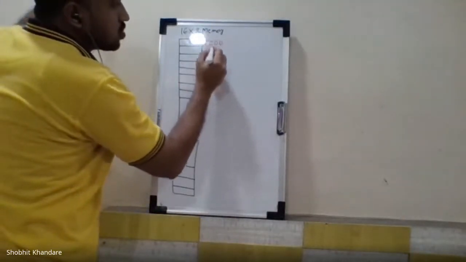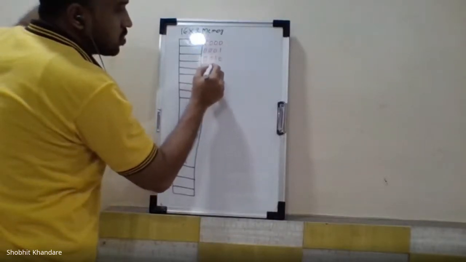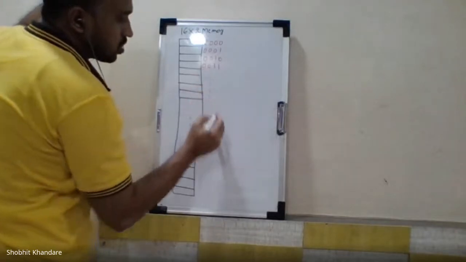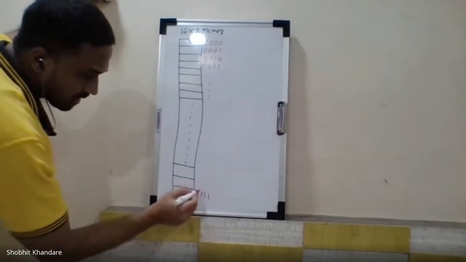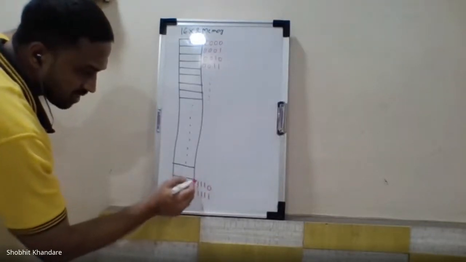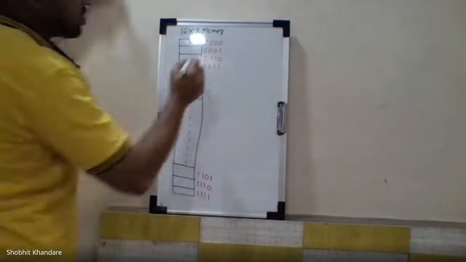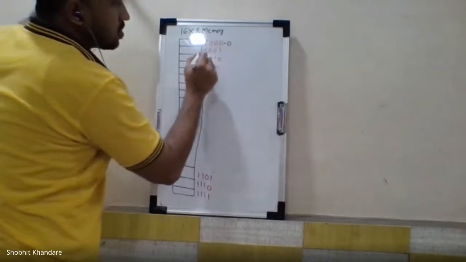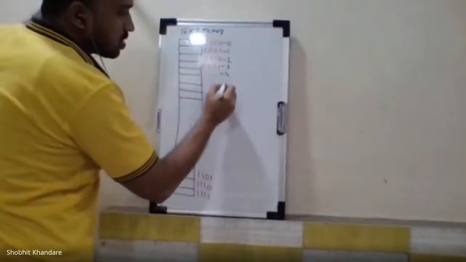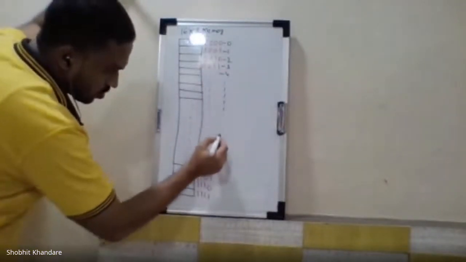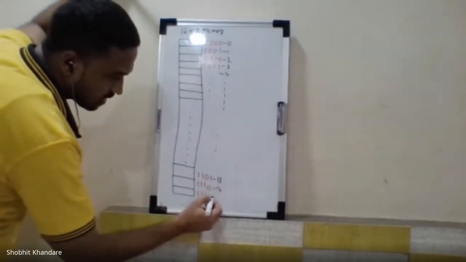0 0 0 0, 0 0 0 1, 0 0 1 0, 0 0 1 1, dot dot dot dot dot. Last will be what? It will be 1 1 1 1. उसके पहले क्या रहेगा? 1 1 1 0. उसके पहले क्या रहेगा? 1 1 0 1. What is the equivalent of 0 0 0 0? It is nothing but 0. Equivalent of this is 1. This is 2. This is 3. Then comes 4. Then dot dot dot. For this it is 13. For this it is 14. And the last it is 15.